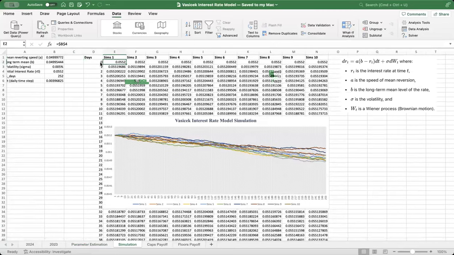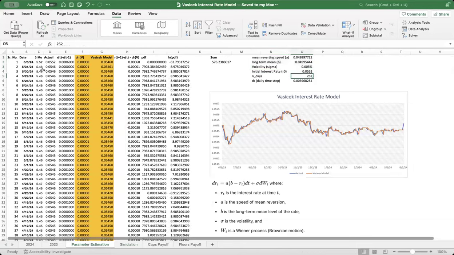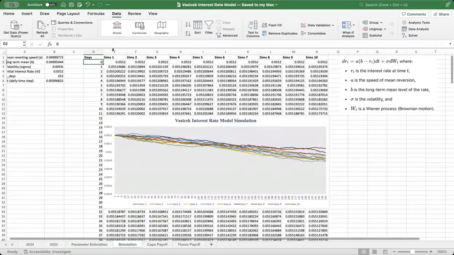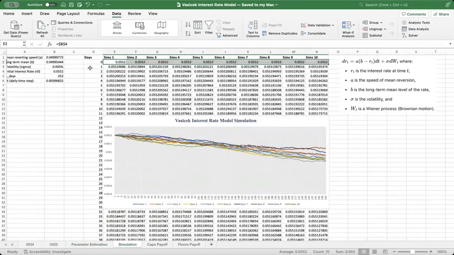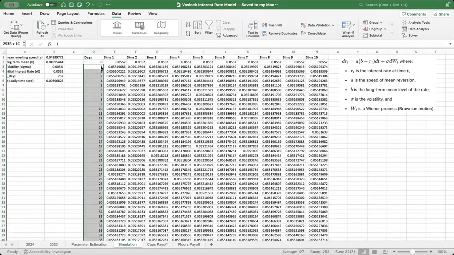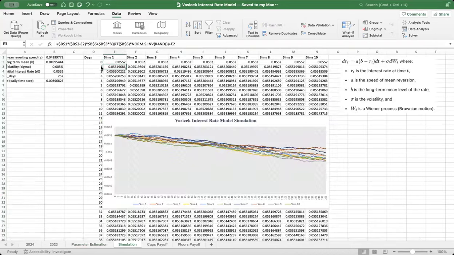So now how am I simulating these interest rates? If you all remember, this was my actual interest rate, which was 5.52 on this date. So let's say 5.52 was my interest rate on day 0, and I'm trying to predict the interest rate for the next 1 year. Here we'll use the concept of Monte Carlo simulation. I told you that we need to discretize our equation, so that's how we'll be using this Vasicek in our simulations.